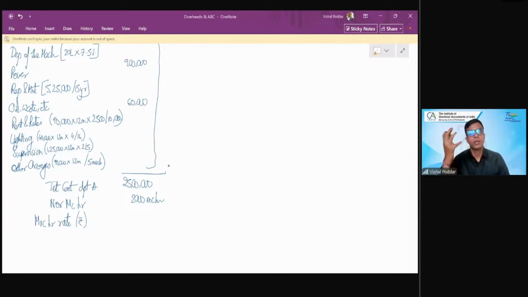So if depreciation had been given as an amount, we would have apportioned it using the ratio of the value of the machines. Then they would have given you the value of the other machines also. Correct, Abhishek.